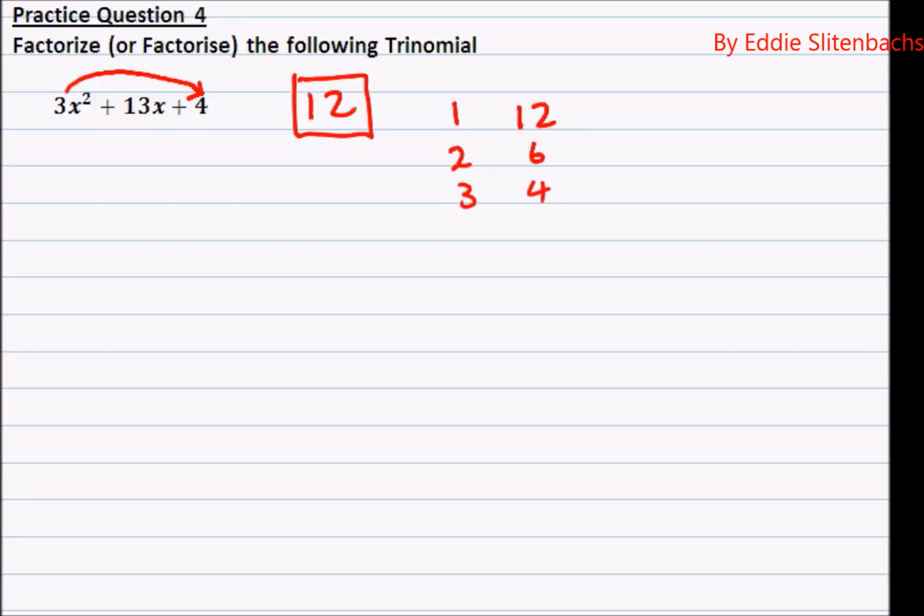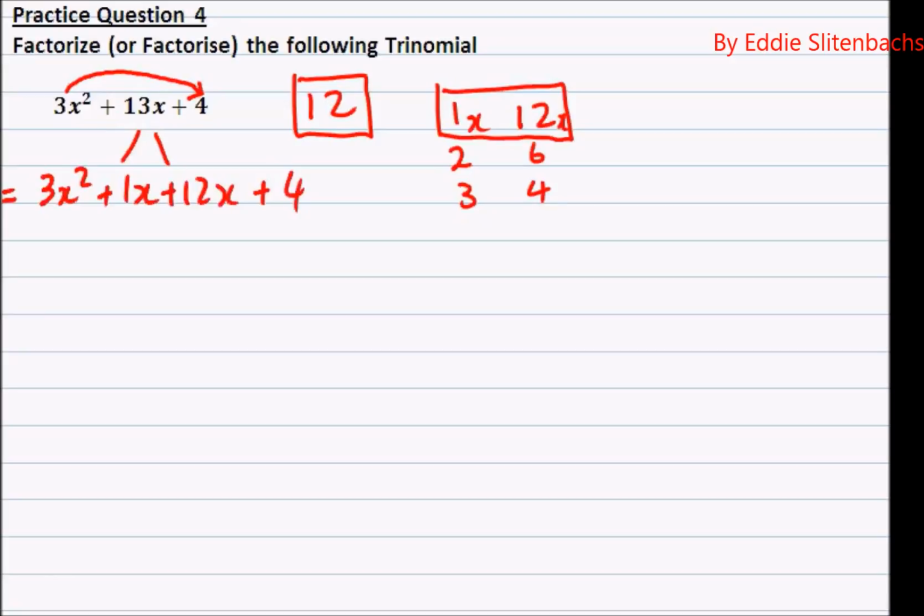Now once we've got those factors, we look at the middle number, which is positive 13, and we look at the factors and we say, how can I get 13 from one of these pairs of factors? 3 and 4 is going to give me 7, 2 and 6 is going to give me 8, 1 and 12, if I have 1x and I add 12x, I get 13x, which is what I'm trying to find. So I'm going to rewrite this next line as 3x squared, add 1x, add 12x, add 4. Okay, so it's the same thing, because 1x and 12x is 13x, so I haven't actually altered it at all, it's still the same equation.